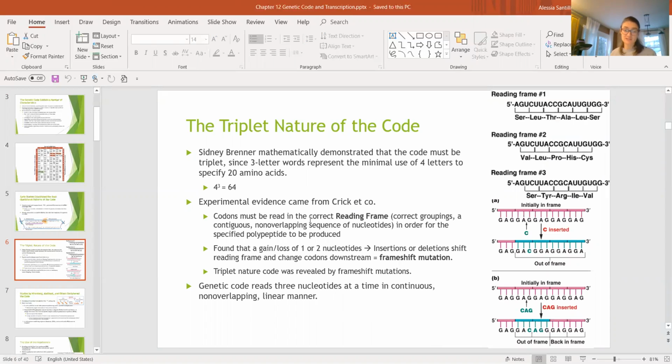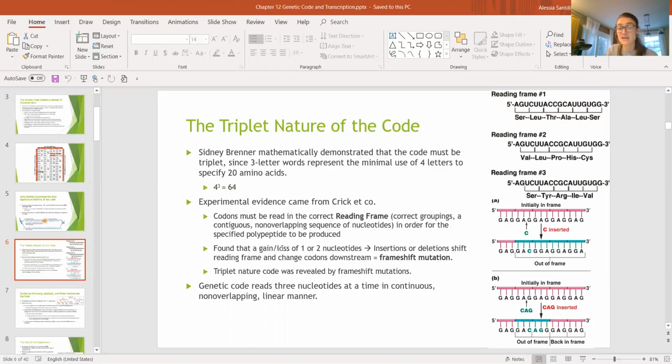With the experimental evidence, they saw that they needed a correct reading frame, so correct groupings, a contiguous, non-overlapping sequence of nucleotides in order for specified polypeptides to be produced. So they started messing around with this reading frame. They started adding or deleting a couple of nucleotides. When they did a gain or loss of 1 nucleotide, they saw that the reading frame was completely changed, and that the amino acid sequence that came about was completely different. They call this a frameshift mutation.